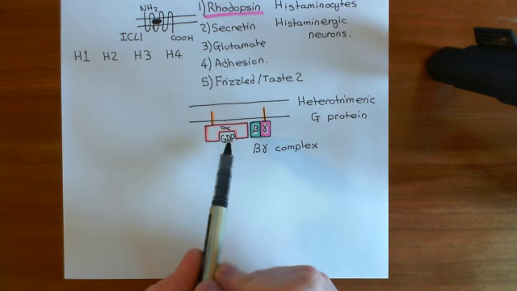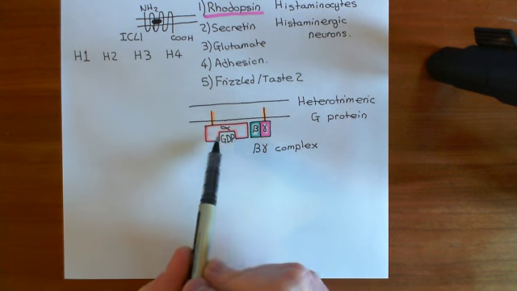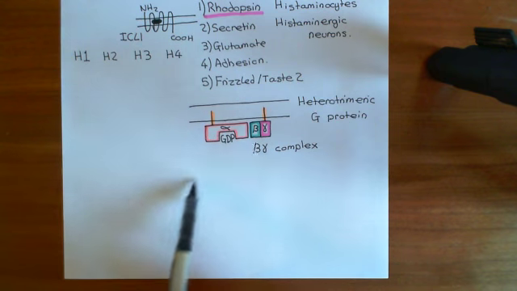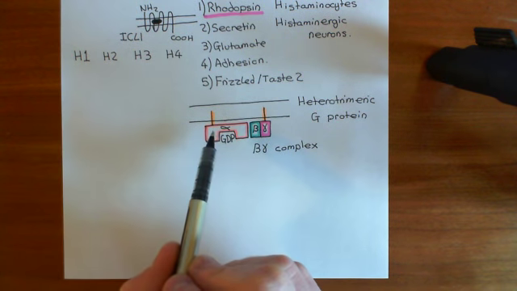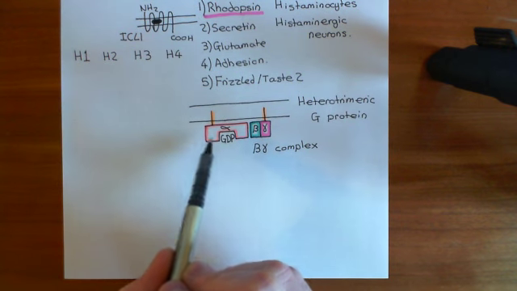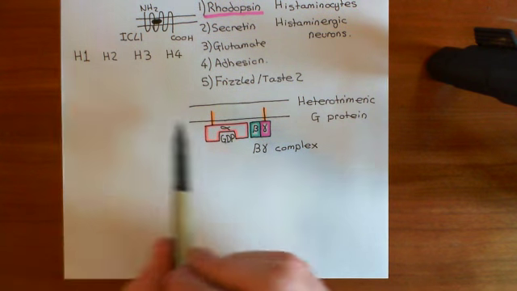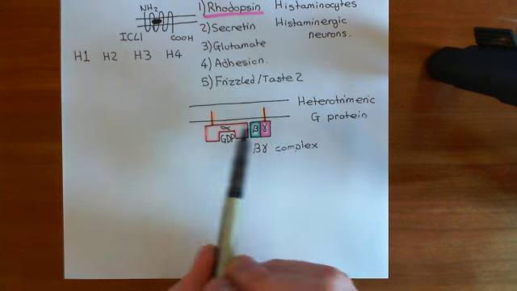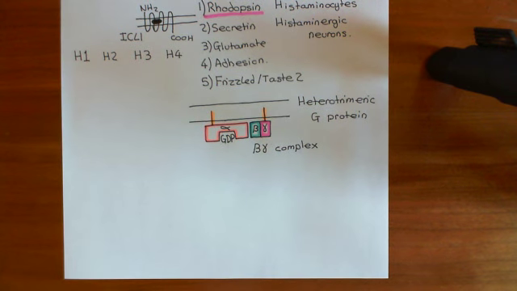They then cause the alpha subunit to let go of its GDP, so GDP leaves and the GTP comes in, and once that happens, the alpha subunit, which has GTP bound to it, goes off, and so does the beta-gamma subunit, and they go off and interact with targets.